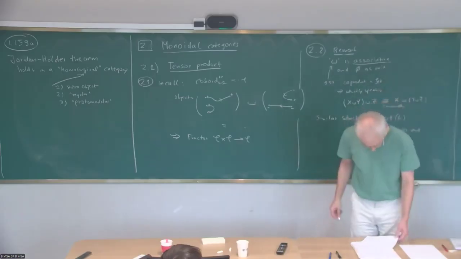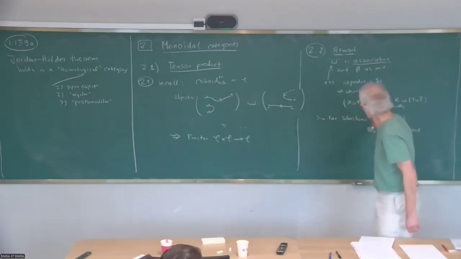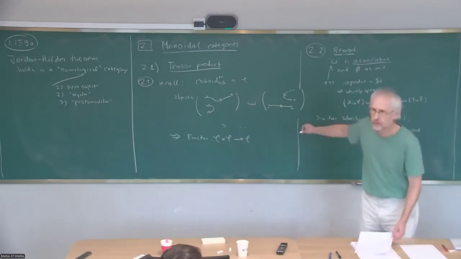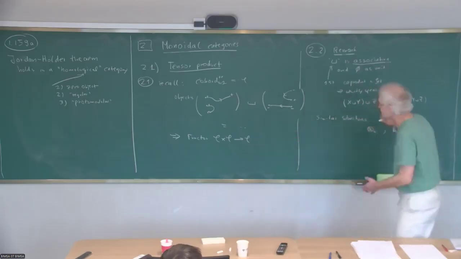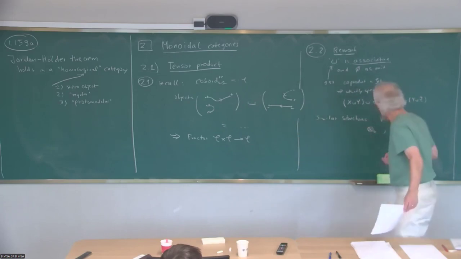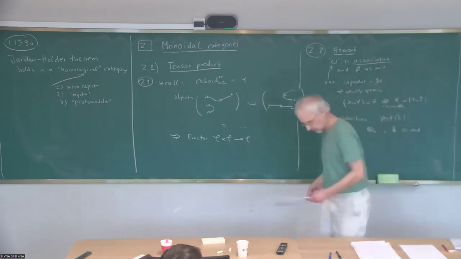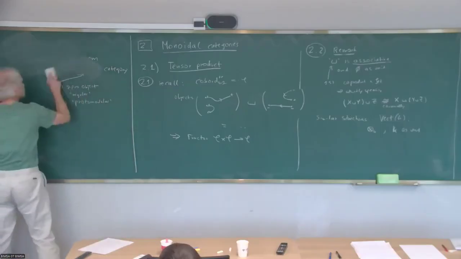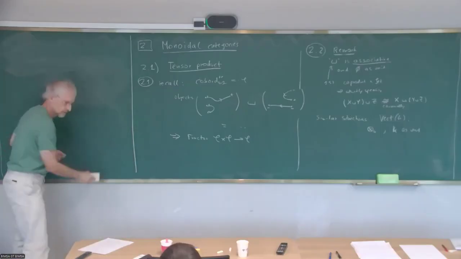And I will say a little bit more about associativity, not on the nose, afterwards. But before that, let me just define, motivated by these two examples, what one wants to call a tensor product. Not yet.